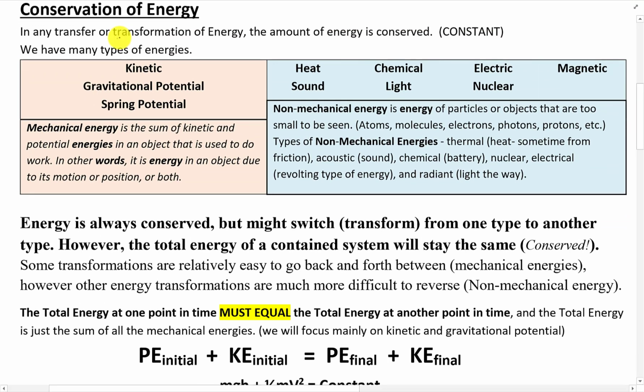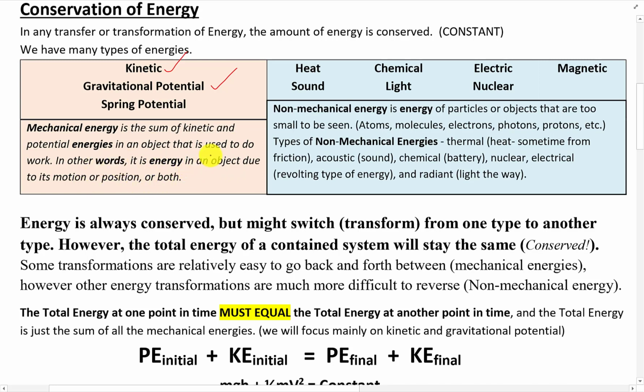Okay, conservation of energy. In any transfer or transformation of energy, the amount of energy is conserved, constant. We have many types of energies. We have kinetic, gravitational potential. There's also spring potential there that we haven't talked about. And these are mechanical energies. The mechanical energy is the sum of the kinetic energy, potential energy, and spring energy that an object has, and it's used to do work. In other words, it is the energy the object has because of its position, its motion, or both.